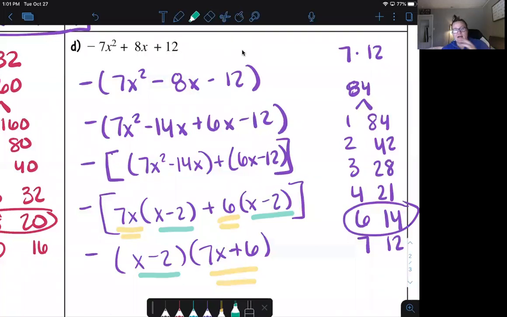So as you can see, I multiplied 7 by 12, I got 84. I made a factor tree for 84. 6 and 14 add or subtract to be 8x. I used negative 14x and a positive 6x in the middle here. Then I put my grouping symbols, factored out their GCFs, and I ended up with a negative times x minus 2 times 7x plus 6 as my factored form for this polynomial. Hopefully our answers match.